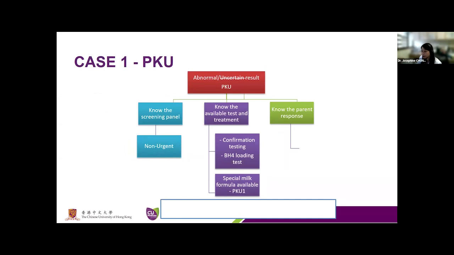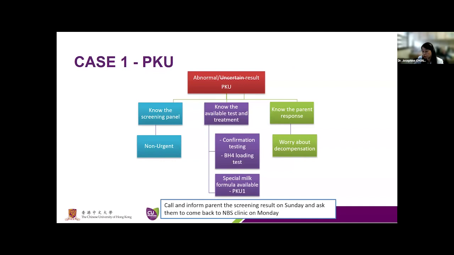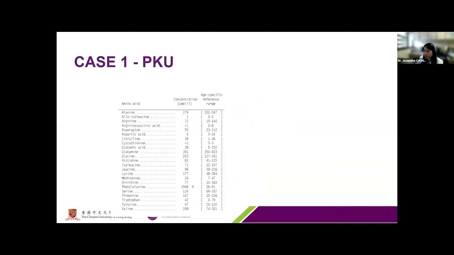And then a special meal formula should be available for the patients once we do confirmatory testing, and then we can treat the patient as soon as possible. So we need to counsel the parents that with this kind of condition, you don't need to worry about acute decompensation. But early identification, such as identifying a patient with PKU before 10 days of life, then starting the treatment, is associated with a better long-term prognosis. So if it is over the weekend, then we may call the patient on Monday so that the parents do not need to worry over the weekend.